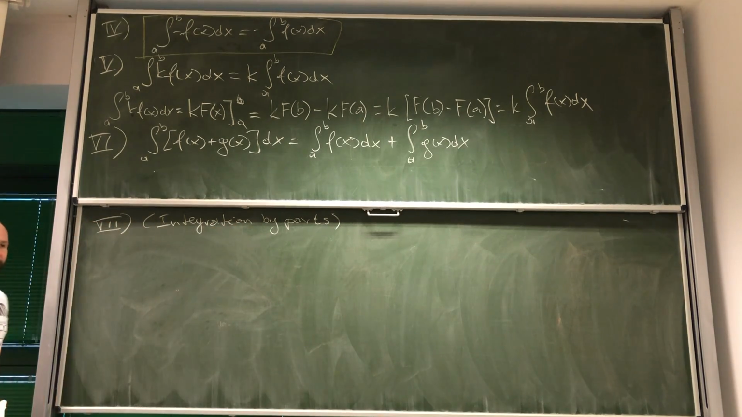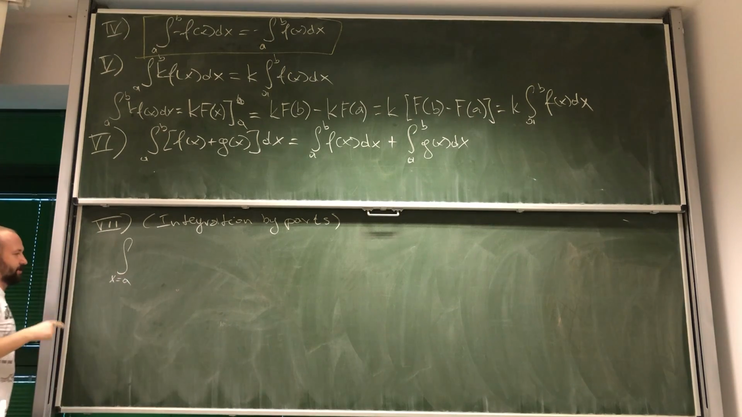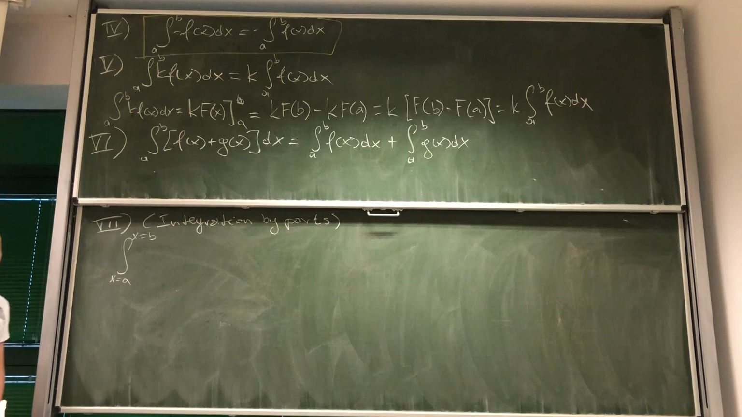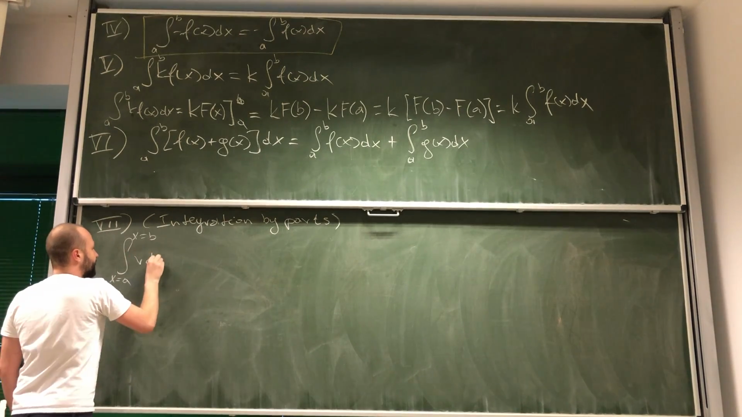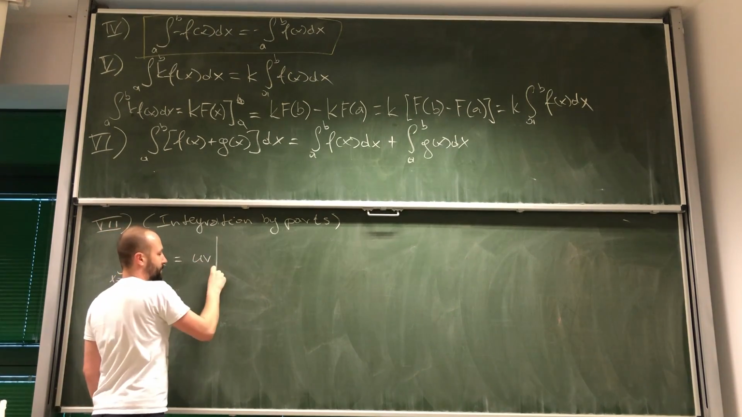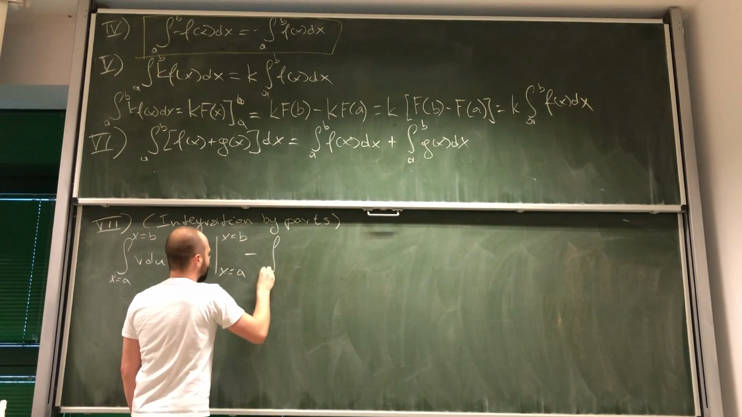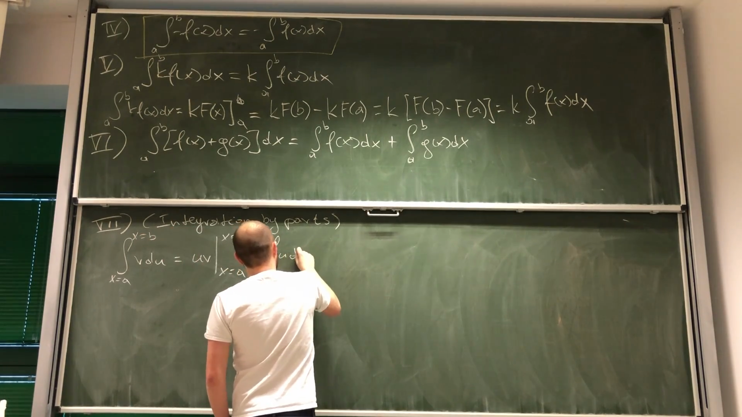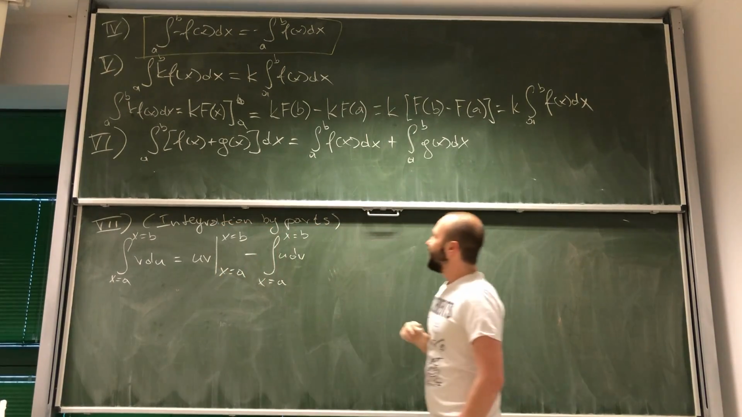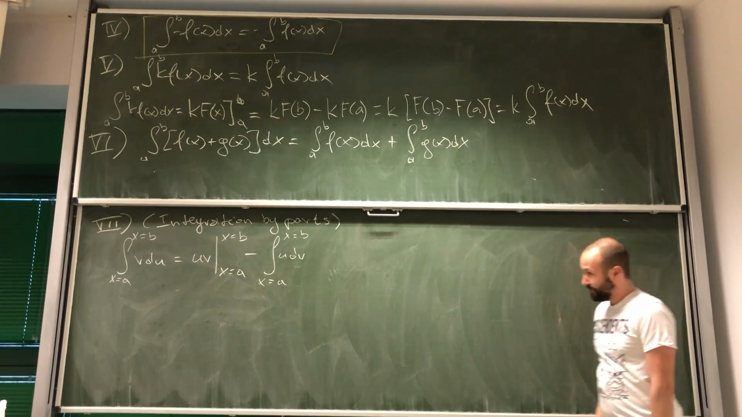Okay, so how would it go? So we've got the integral from x equals a to x equals b of v du is equal to uv from x equals a to x equals b, minus the integral of u dv from x equals a to x equals b. Okay, let me just explain. Look, this is the formula with integration by parts.